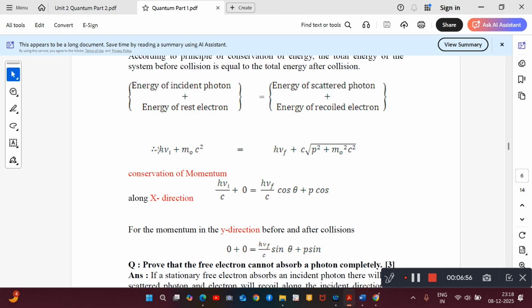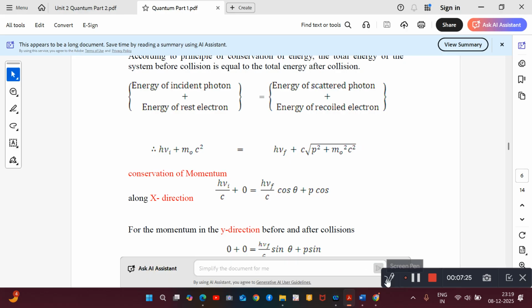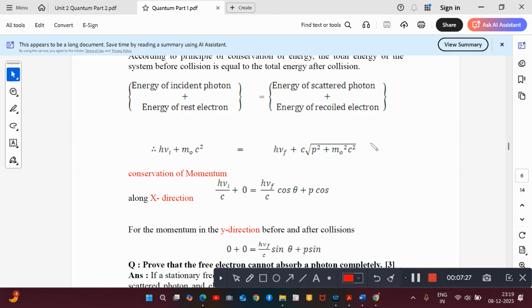Photon energy is denoted with h nu, or h nu I for incident, equal to h nu f. In many books, instead of nu f, it is written as h nu dash. So it is the modified wavelength. It is basically the equation for energy of recoiled electron, which is expressed as C into P square plus M naught square plus C square. Yeah, you must have seen this equation also. You can see this equation like this.